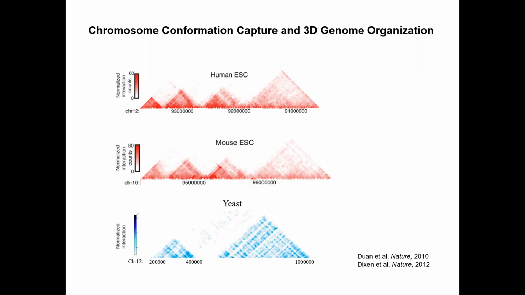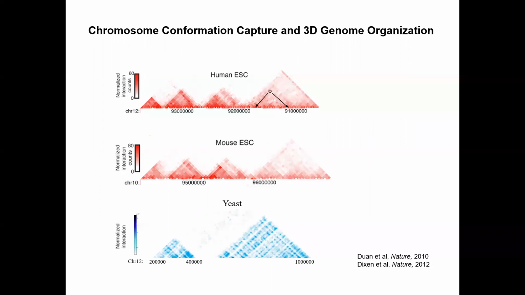map. Okay, so when you look at these maps, for every single dot inside this map, that represents a contact frequency between this location and this location on the chromosome. And the darker the red is, the more likely these two things are together.